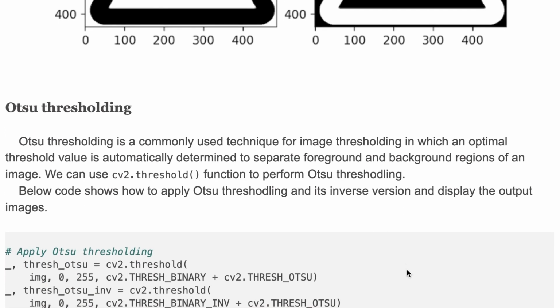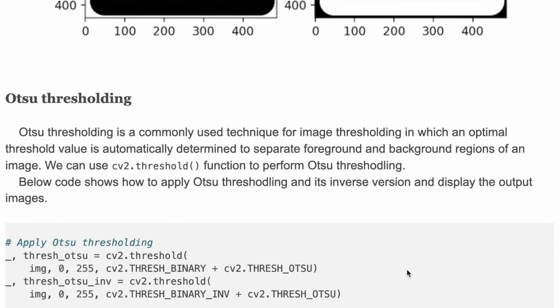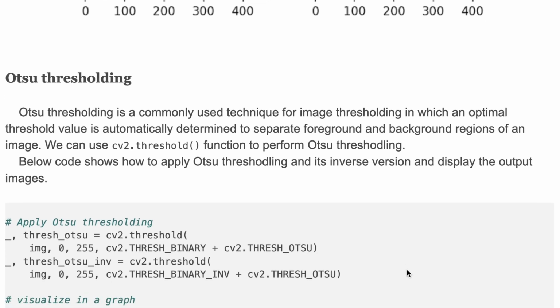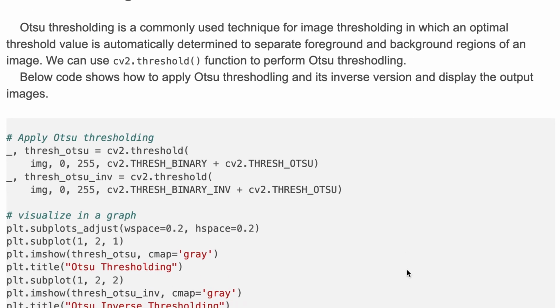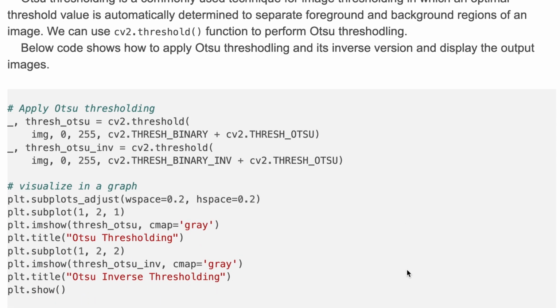Otsu thresholding is a commonly used technique for image thresholding in which an optimal threshold value is automatically determined to separate foreground and background regions of an image. We can use the threshold function to perform Otsu thresholding. Here is the code showing how to apply Otsu thresholding and the inverse version and display the output.